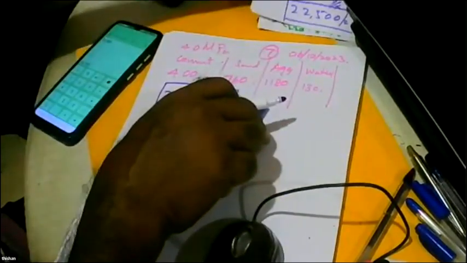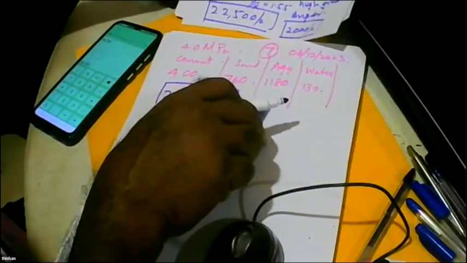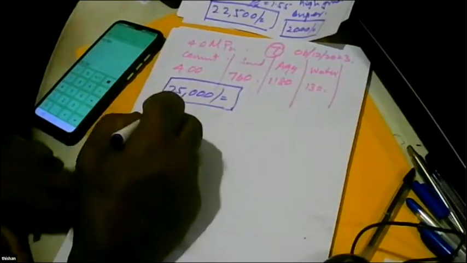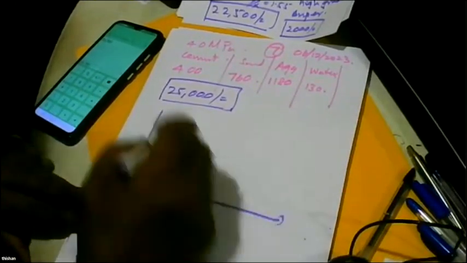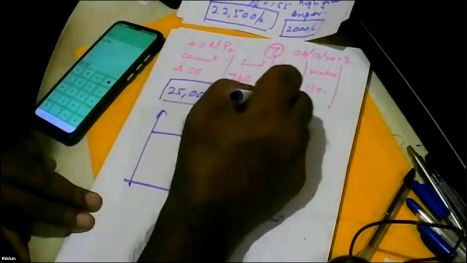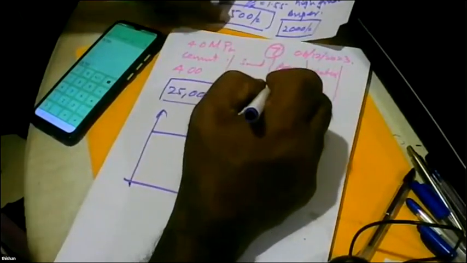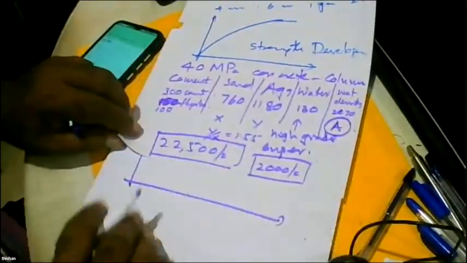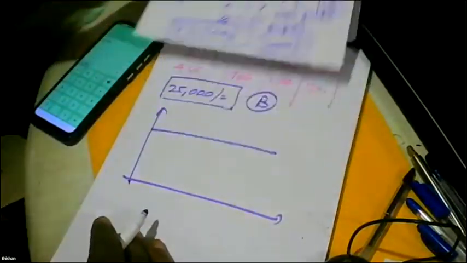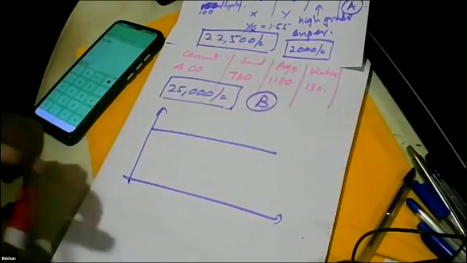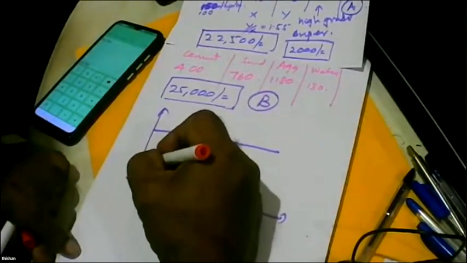Okay, now we have two mixers. One costing 25,000, the other one costing 22,500. Now you use it. What will happen? The strength development curve of this mix B, this mix A, the earlier mix, where I use 100 fly ash. Mix B, it will generate a lot of heat, harden like hell.